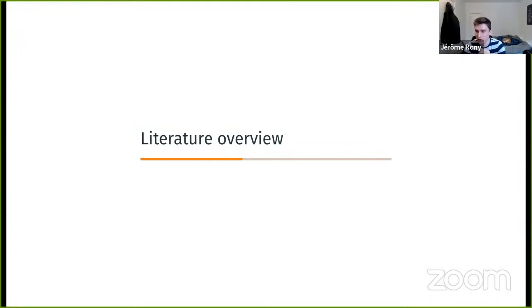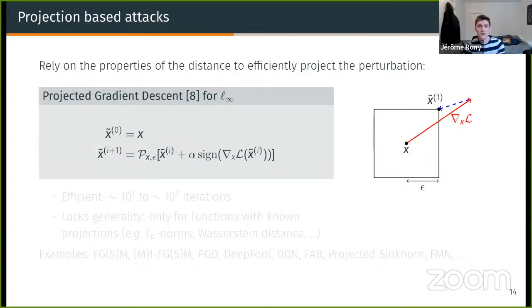So now that we have all these constraints, I'm going to show mainly two families of attacks in the literature, and why they motivated our work. First, there are projection-based attacks. In these attacks, you rely on the properties of the distance that you try to minimize, or on which you try to satisfy constraints, to project the perturbation. The prime example of this kind of attack is PGD. You start with your inputs, you add the sign of the gradient times alpha, and you project it back onto the epsilon ball around your original input.